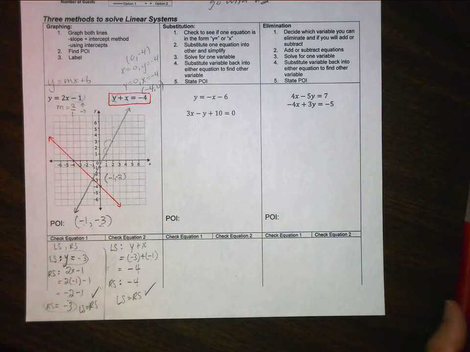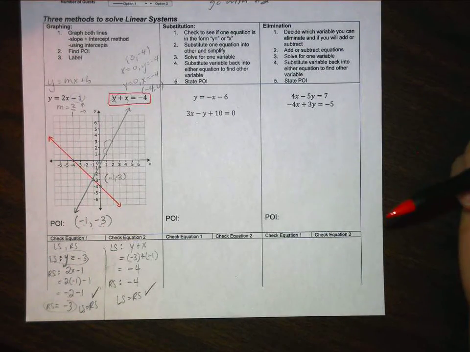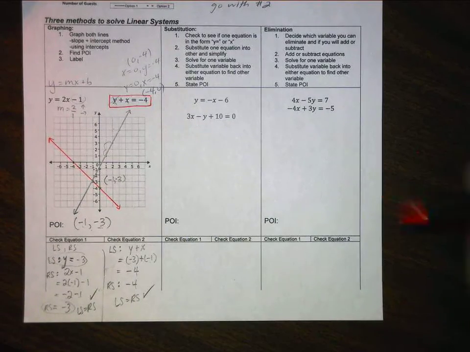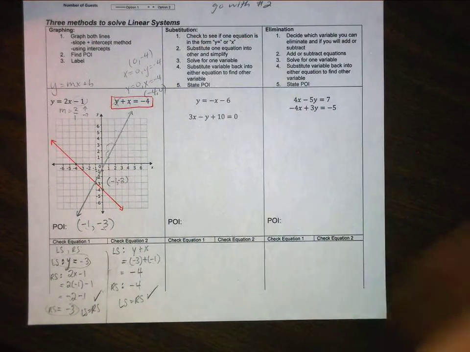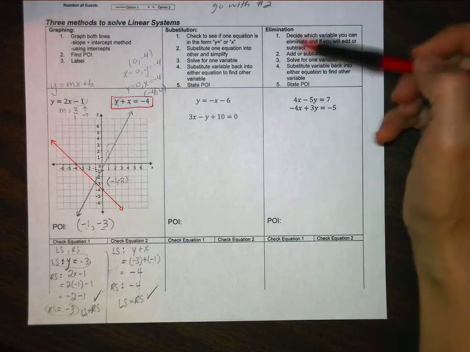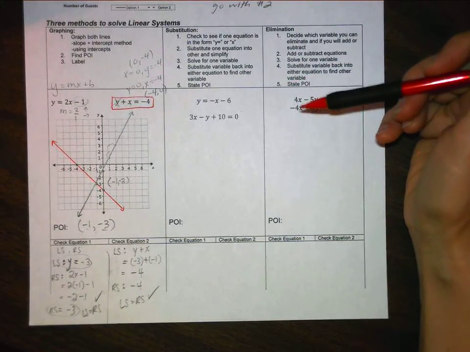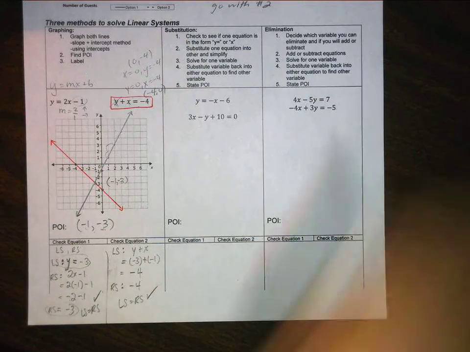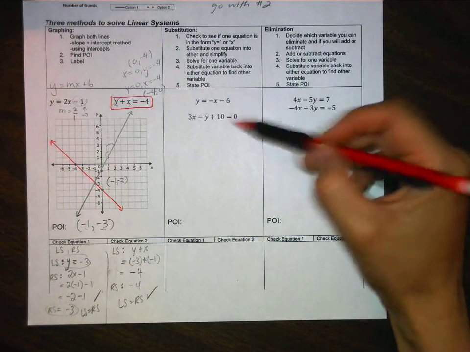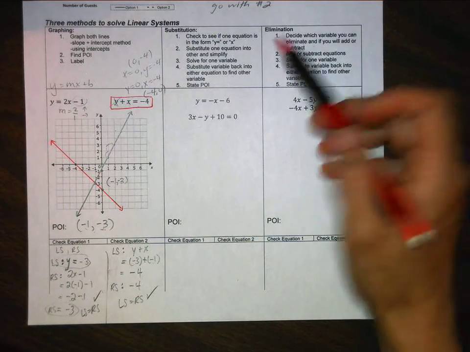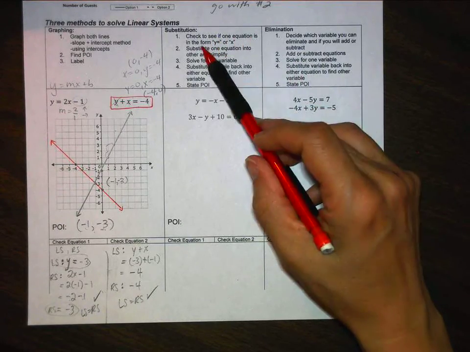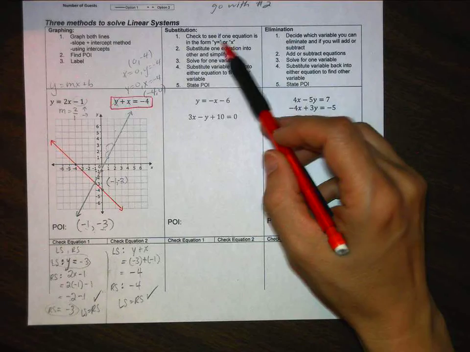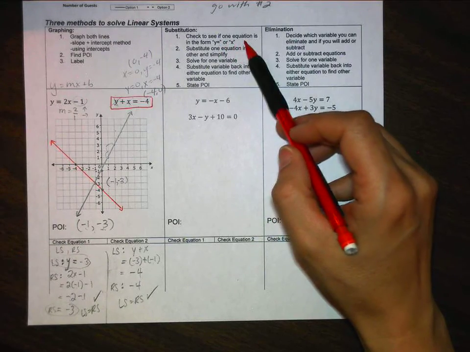Now with substitution and elimination, we don't have any graphs. So we're just checking with algebra. So let's take a look and see what substitution is all about. You can use either one to solve a question, but one method can be easier than another depending on how the equations are written. So the first step says, check to see if one equation is written in the form y is equal to yada yada yada or x is equal to yada yada yada.